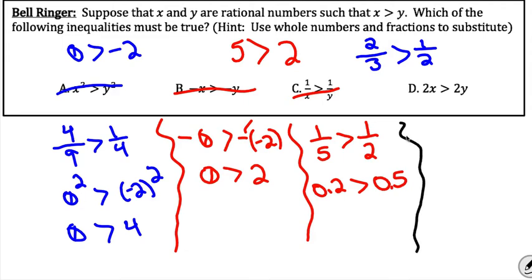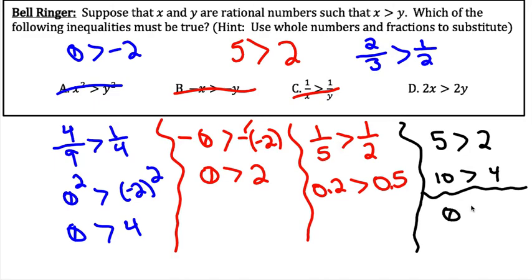And it doesn't matter what you do. If we have 5 is greater than 2, and for our x is greater than y, if we multiply both of those by 2, 10 is greater than 4. That's still true. If we look at our other ones that we used to show A, B, and C false, like 0 and -2, if we double those, double 0, we end up with 0. And if we multiply -2 by 2, we end up with -4. So that's still true. 0 is greater than -4. So it doesn't matter what we choose, D will always be true. So that would be your correct answer here for your bell ringer.